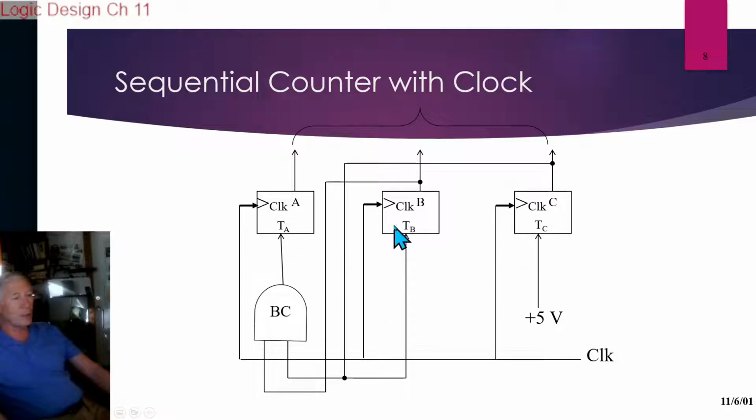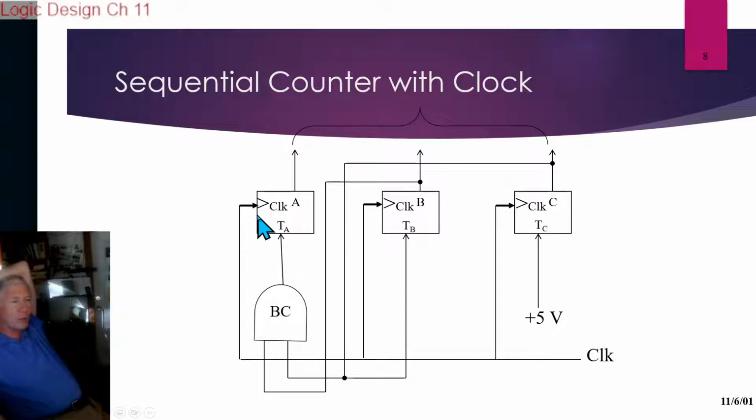The TB input is just C. So C comes here, goes around, and comes right into the TB input. And finally, the TC input is just a 1 all the time, so we hook it up to 5 volts or VDD, whatever voltage we're running our device at. And then here's our clock, and our clock is driving the clock for all the flip-flops.